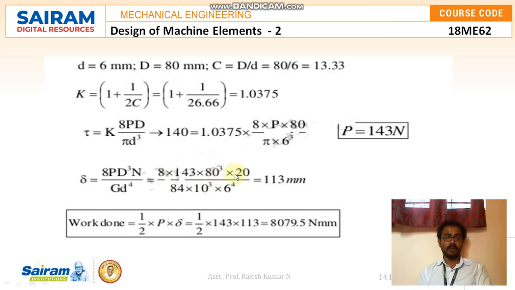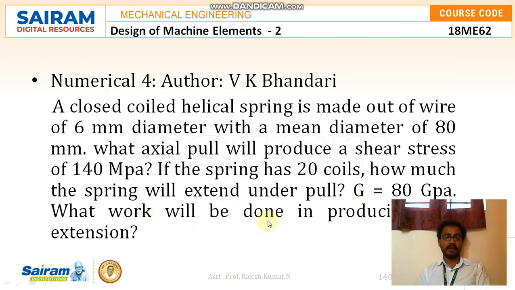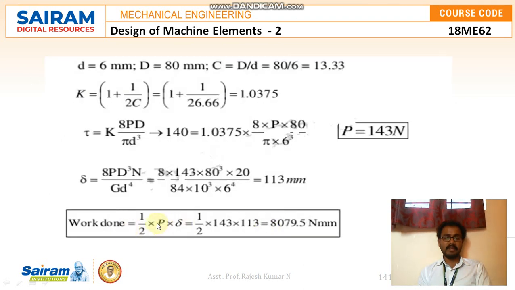All the data are known, even the P value, which we found in the previous step. So by substituting the P value as it is, we can find the deflection, and the value we are getting is 113 mm. Finally, work done, because that is what is asked: what work will be done in producing this extension? The work done formula is 1 by 2 into P into deflection. The P value is known, and the deflection value is also known. By substituting the P value and delta value, we are getting the work done as 8079.5 Newton mm. The unit for work done is Newton mm.